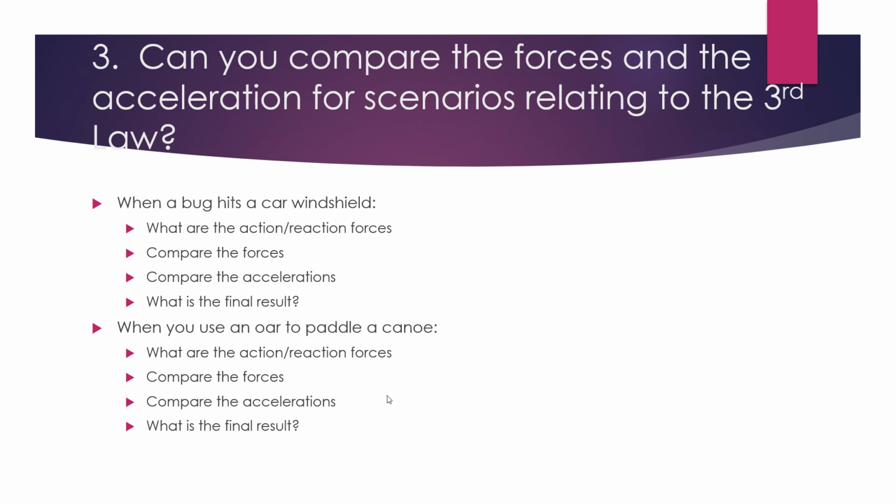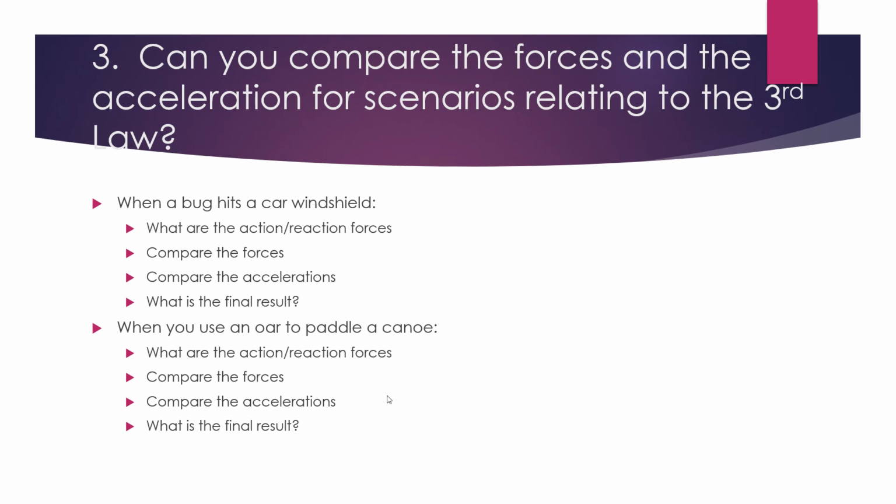And comparing the forces, they are equal. Comparing the accelerations, they are different because the masses that those forces are being applied to are very different. So the bug, which has a smaller mass, is going to have a greater acceleration, and the car that has the larger mass is going to have the smaller acceleration. And the final result is that huge acceleration on the bug is probably going to cause the bug to die. And the car is not even going to really notice the impact of that force from the bug.